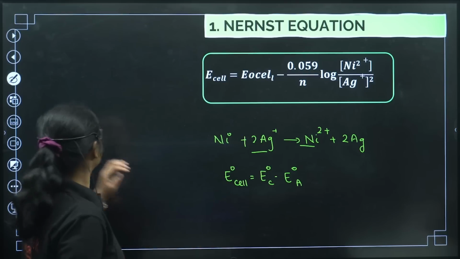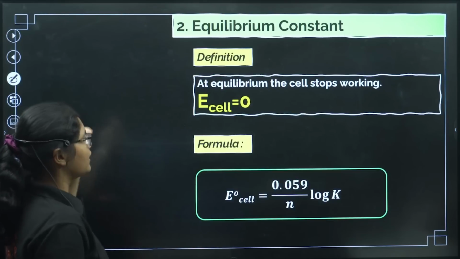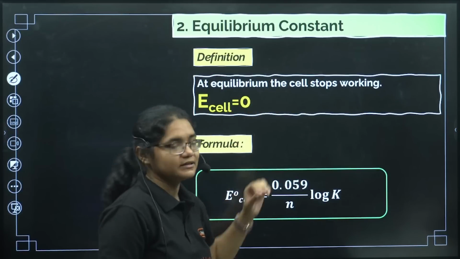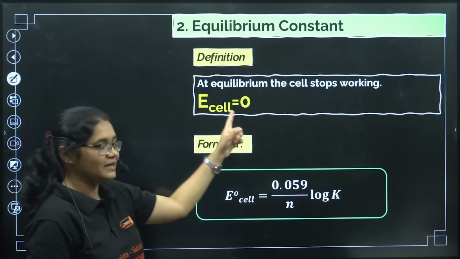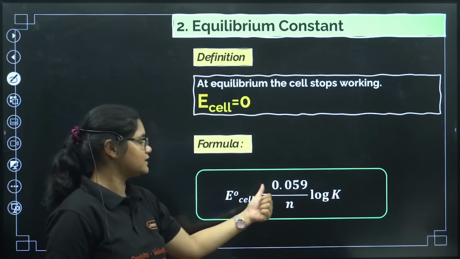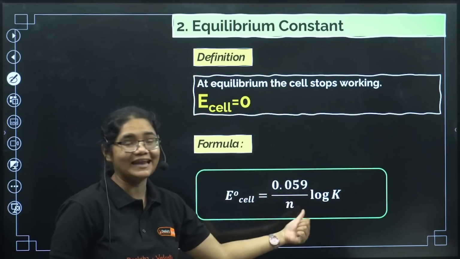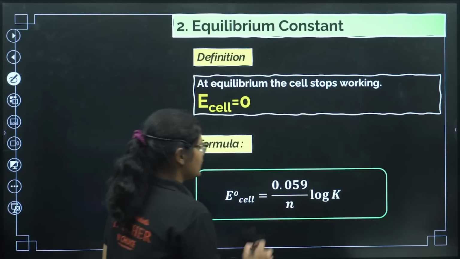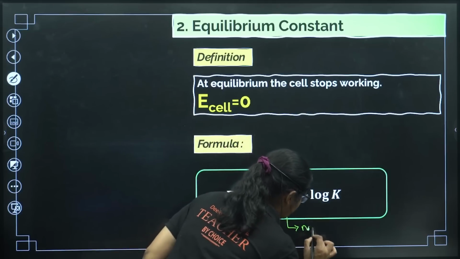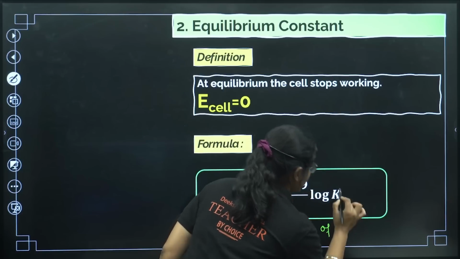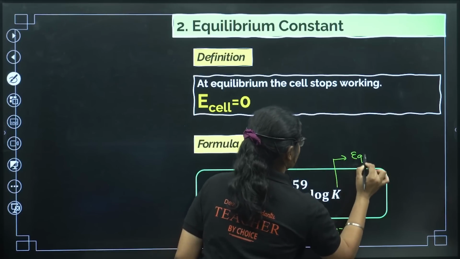Okay, next moving forward to equilibrium. So at equilibrium the cell will stop working, so E of the cell will become 0. So E naught of the cell is equal to 0.059 by n log k. What is n here? n is the number of electrons, and k is the equilibrium constant.